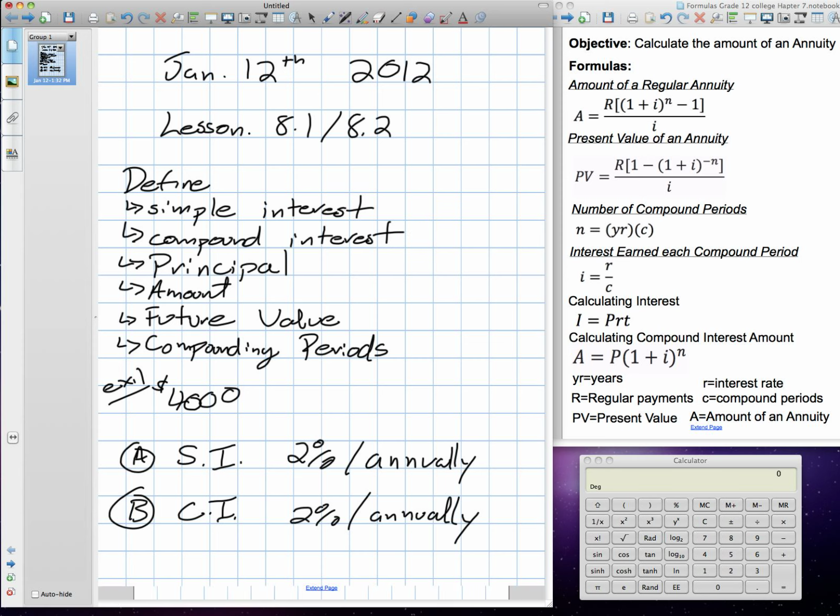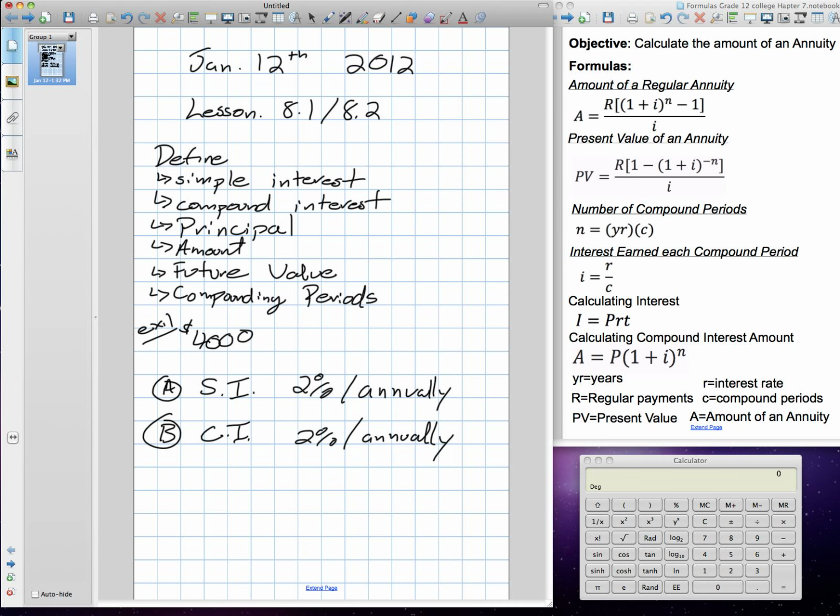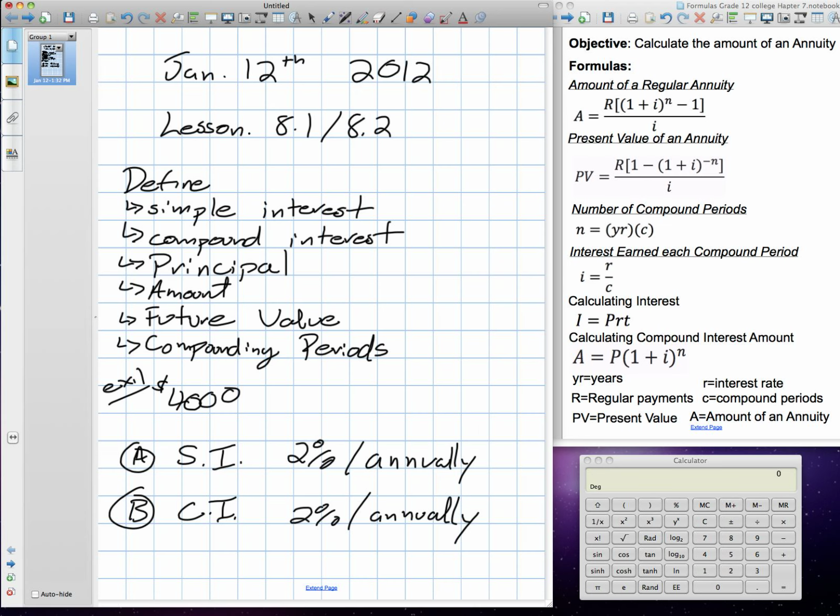So, we have a formula on the side. Calculating interest. We're going to take this I equals PRT. We're going to have to define what some of these things stand for. Our I is going to be the interest, okay? Our P is going to be the principal. R is your interest rate, and T is the amount of time it's invested for. This is for a simple interest account, okay? This will calculate our interest.